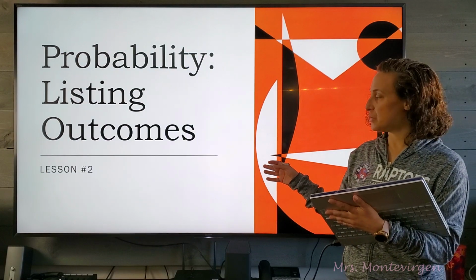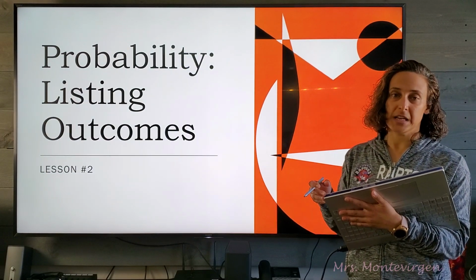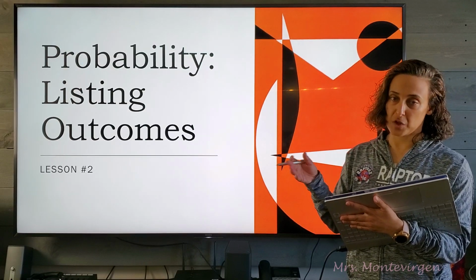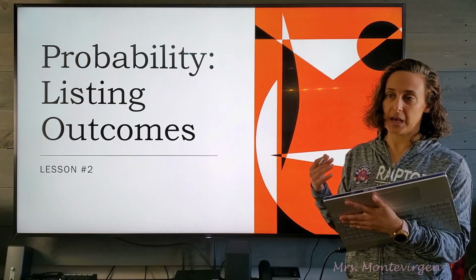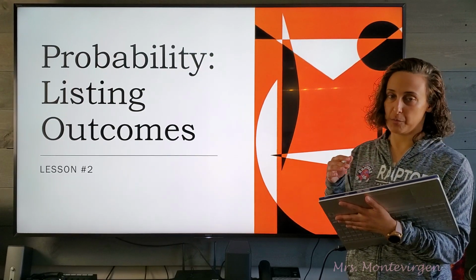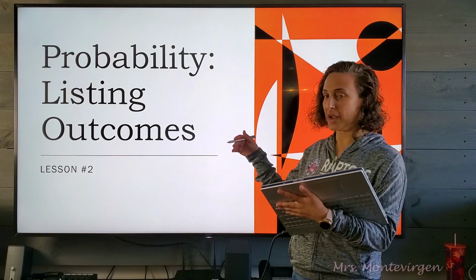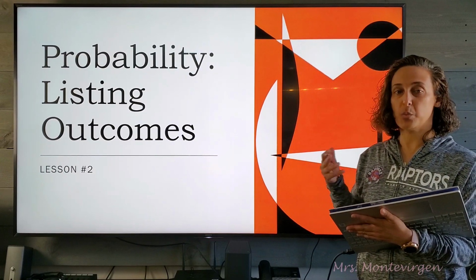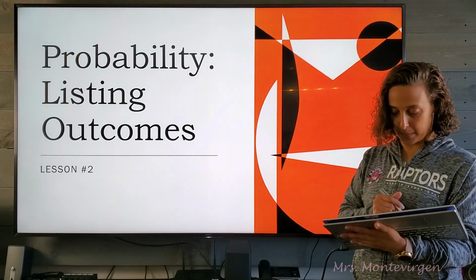Now my slides here say lesson 2 because lesson 1 was simply a review of converting between decimals, fractions, and percent. And that's something that by grade 7 you should be familiar with. And I do talk about it in some of the other previous units. So I thought I would get right into it. This lesson is about listing the possible outcomes when you do various probability experiments.